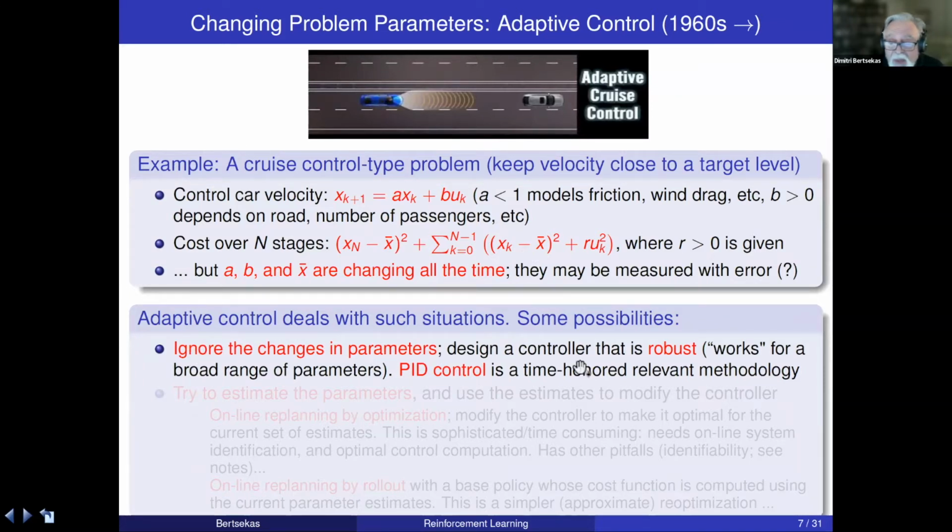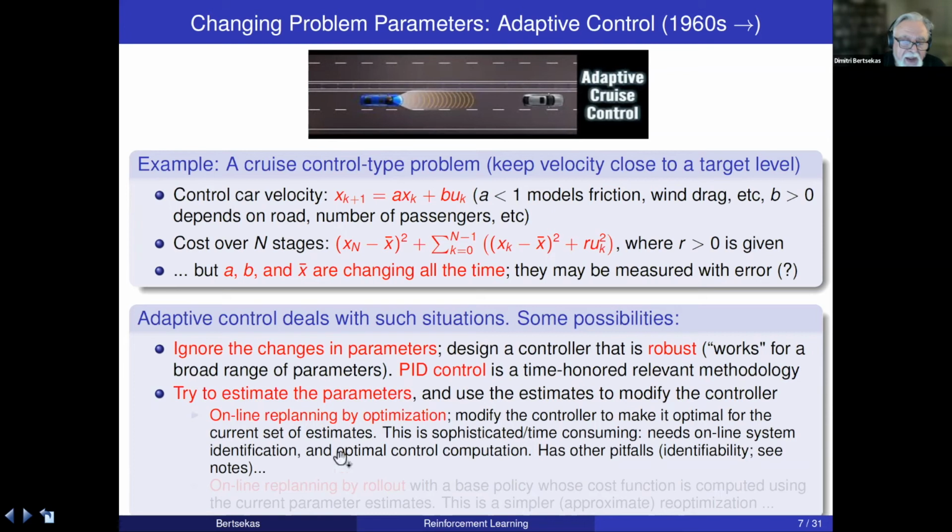So that's one possibility. Just ignore the parameters and design a controller that's resilient to changes. The second possibility is to try to estimate the parameters and then use the estimates to re-optimize or to change the controller. Now, one possibility is online replanning by optimization. In other words, you measure the parameters, you have estimates of the parameters, and you modify the controller to make it optimal for the current set of estimates.